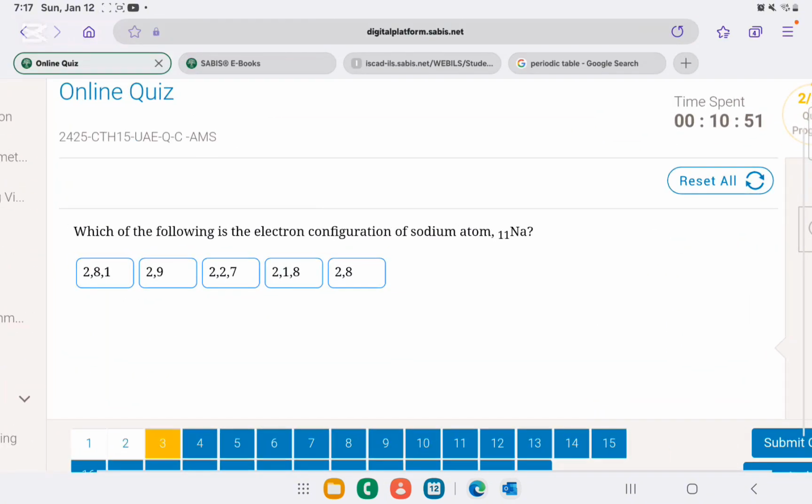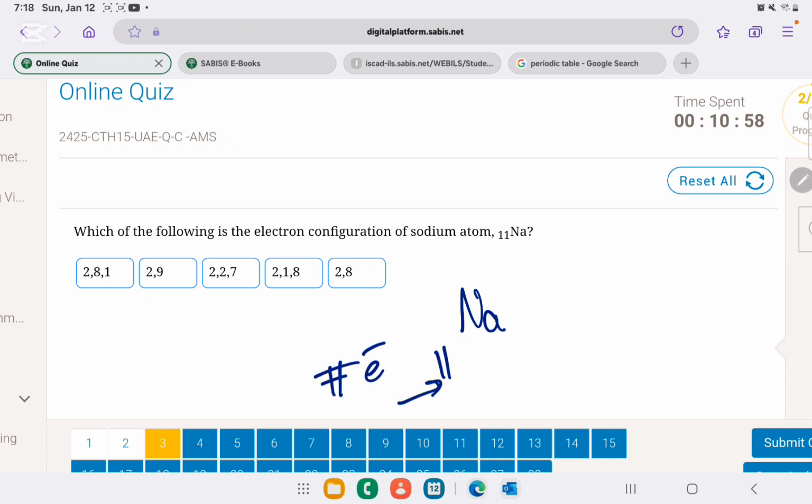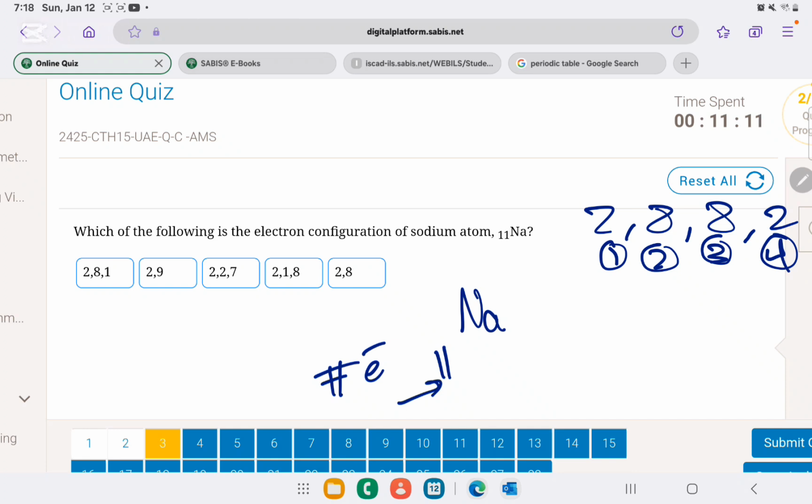Which of the following is the electron configuration of Na11? So Na and then 11. This is the number of electrons. And remember how I said the maximum number of electrons in each layer is like this? So 2882. First layer, second layer, third layer, fourth layer. Okay, so now we're going to have to spread the number 11 between these layers, but in order. So I can't fill the first layer and then go to the third layer. You have to go in order. Okay, 1, 2, 3, and then 4.